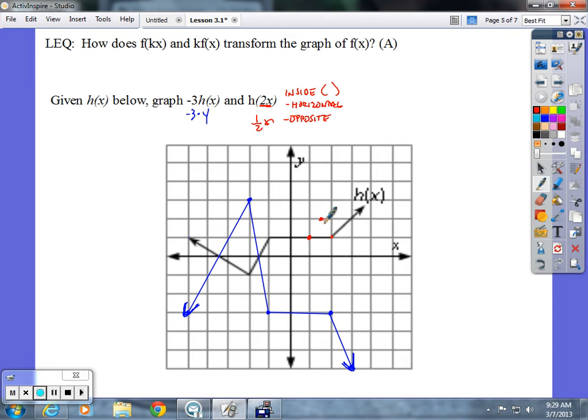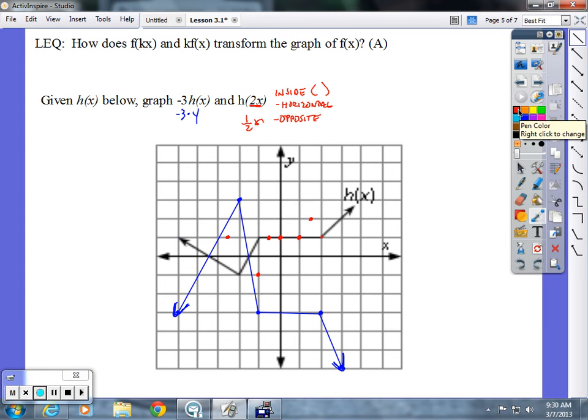Notice the y values aren't changing. Here the x value is 0. 0 times 1/2 is 0. Here the x value is negative 1. Negative 1 times a half is negative a half. Okay? Here the x value is negative 2. Negative 2 times a half is negative 1. Here the x value is 1, 2, 3, 4, 5. 5 times a half is 2.5. So now that I have all of those points, I can go ahead and draw that portion of the line with the horizontal shift.